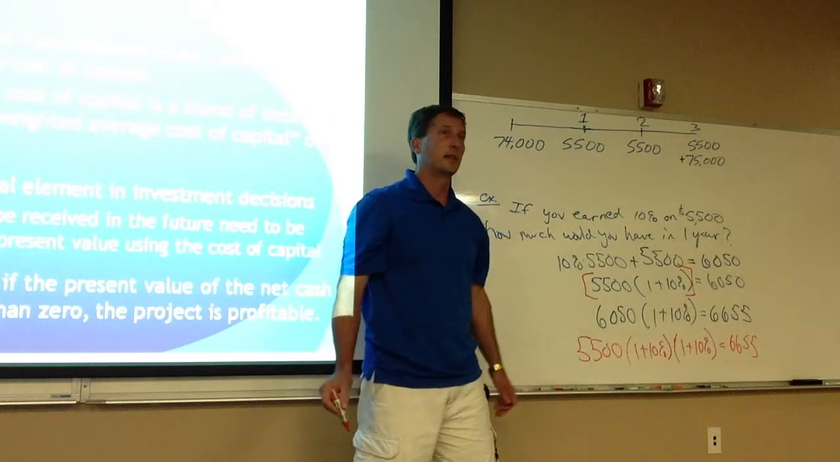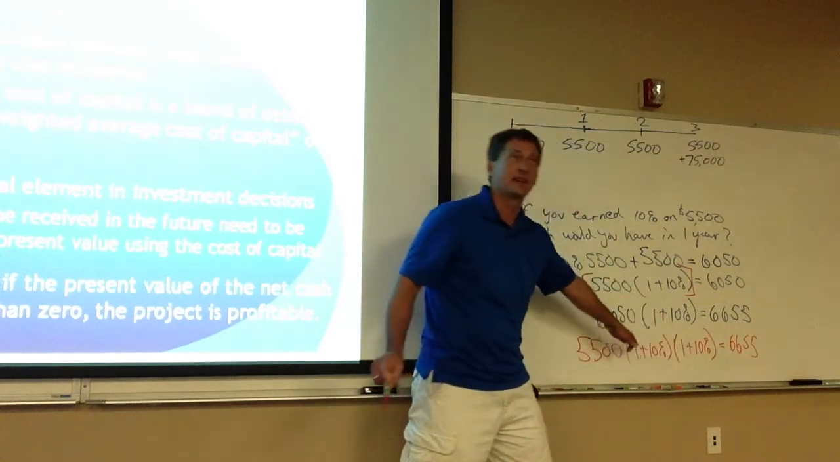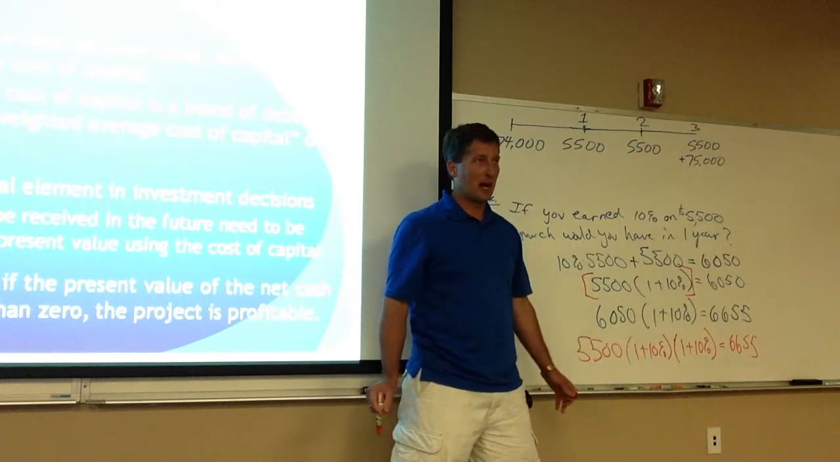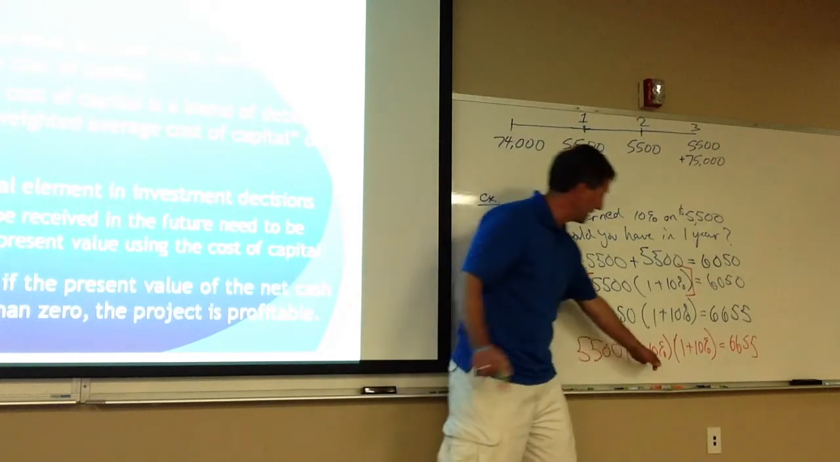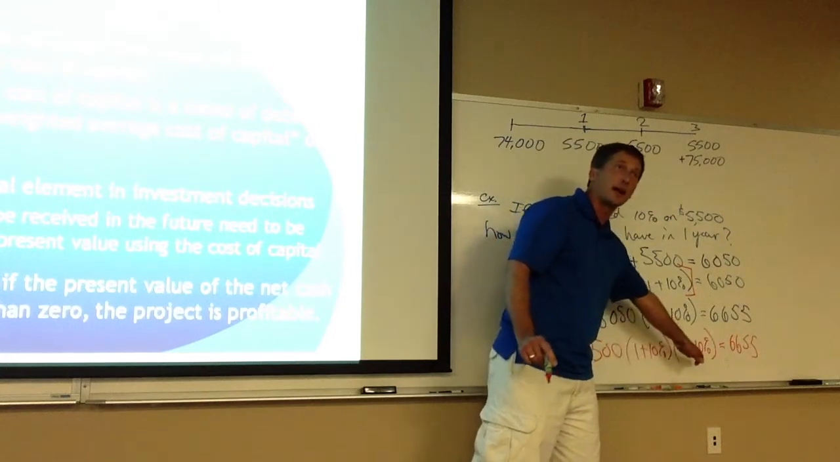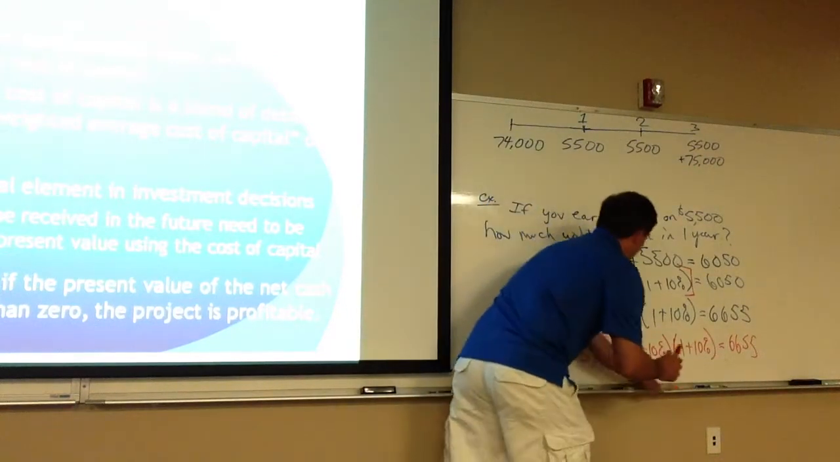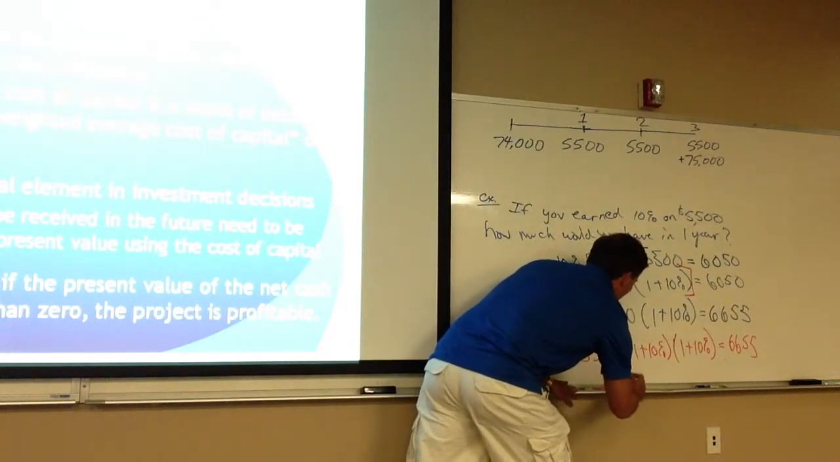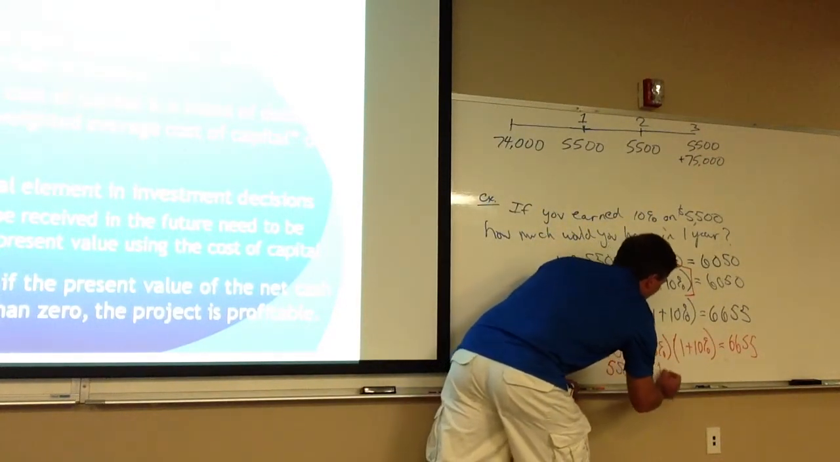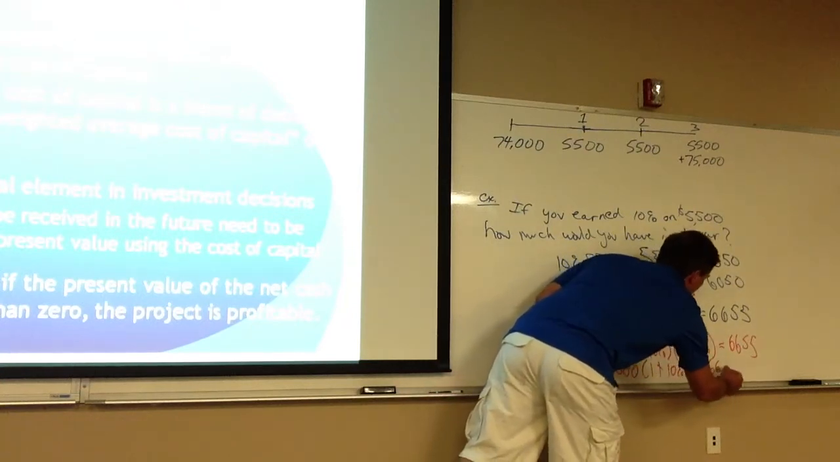Now what do we got, Gabby? This could be simplified by doing what? To the second power. Right. So we've got a like term. X times x is the same thing as x squared. So now we've got 5,500, which is the way Gabby did it to begin with, times 1 plus the 10% squared equals 6,655.